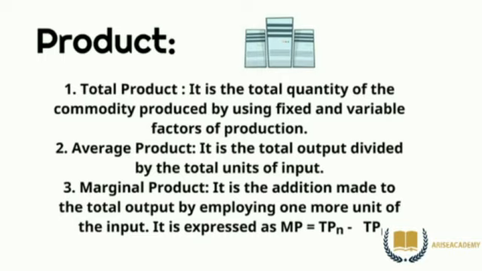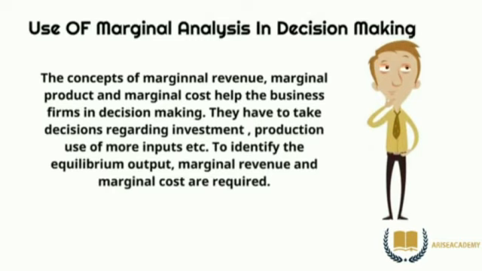1. Total product. It is the total quantity of the commodity produced by using fixed and variable factors of production. 2. Average product. It is the total output divided by the total units of input. 3. Marginal product. It is the addition made to the total output by employing one more unit of the input. It is expressed as MP = TPn minus TPn-1.